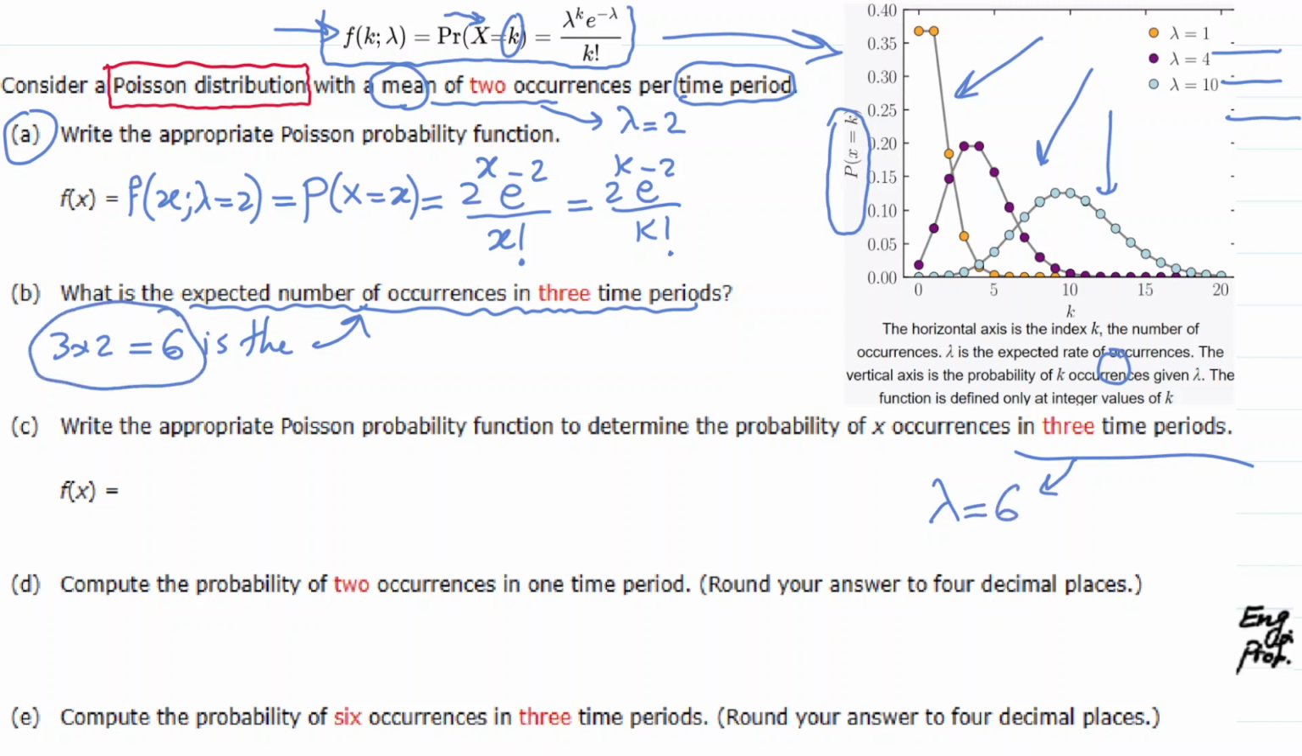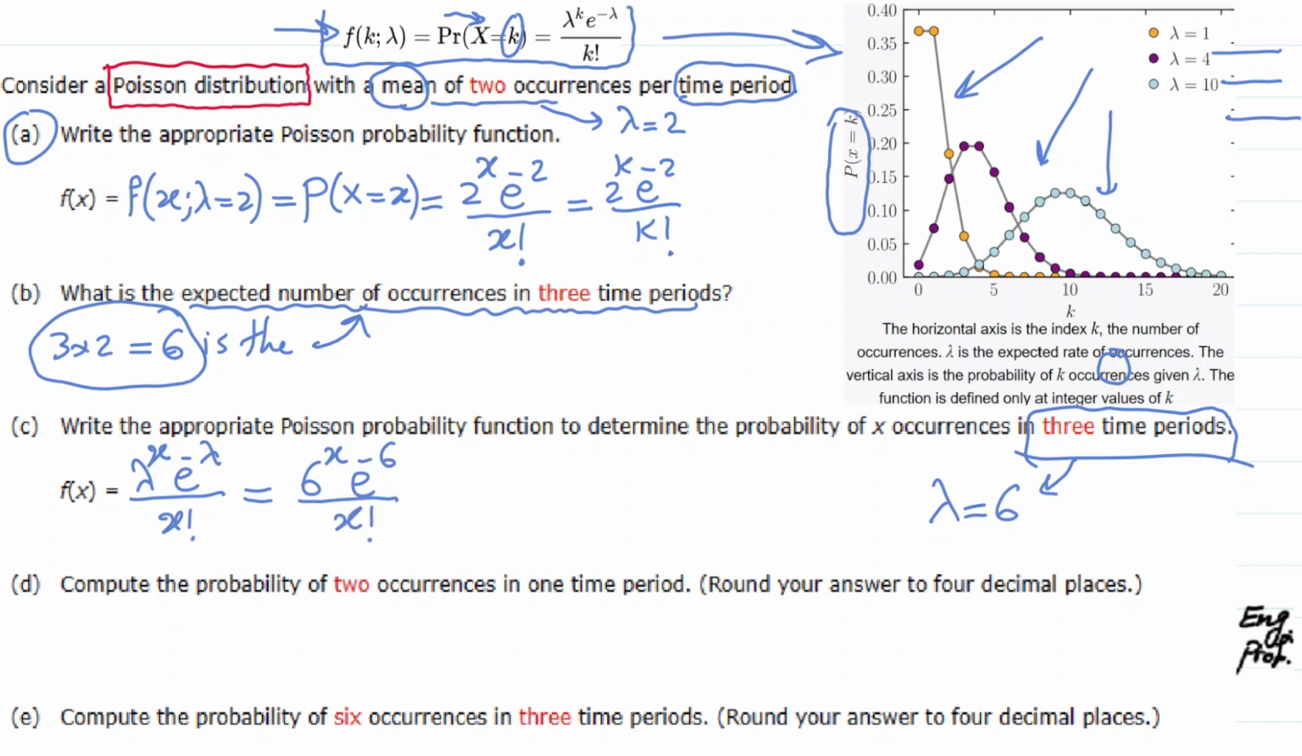Is not anymore 2, because our window of interest or observation is 3 time periods, where time period is the original time period. So therefore, it would be exactly as before, meaning it is still lambda to the x, e to the minus lambda divided by x factorial. But now lambda is 6, so the formula becomes 6 to the x, e to the negative 6, divided by x factorial.